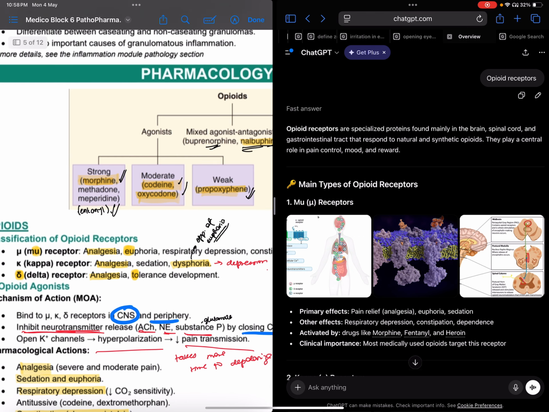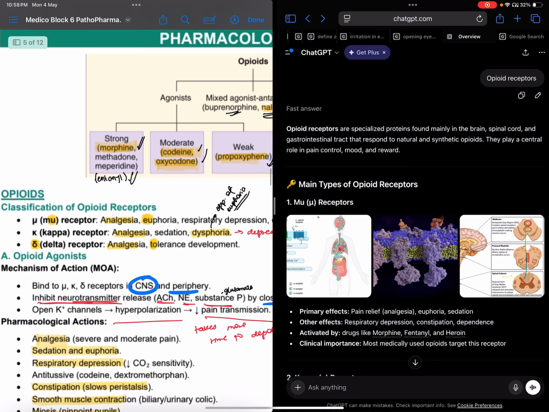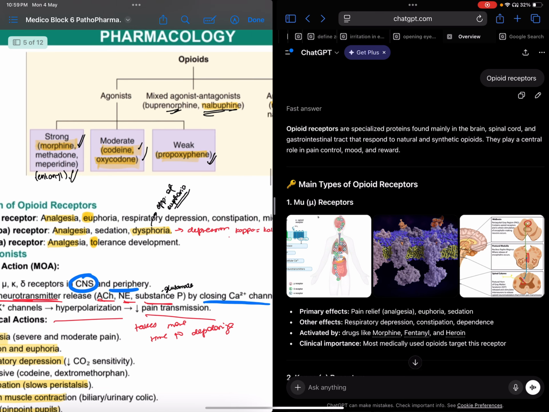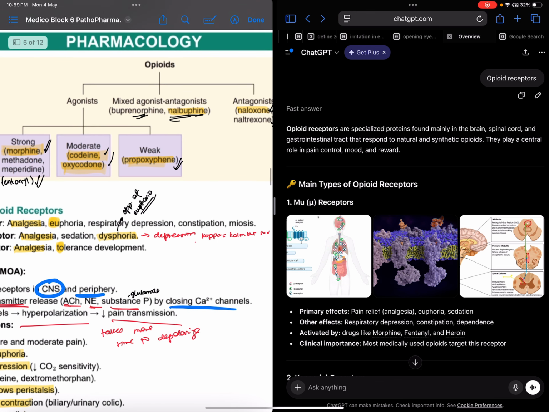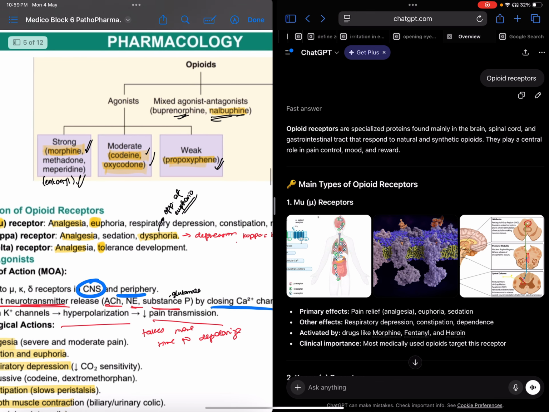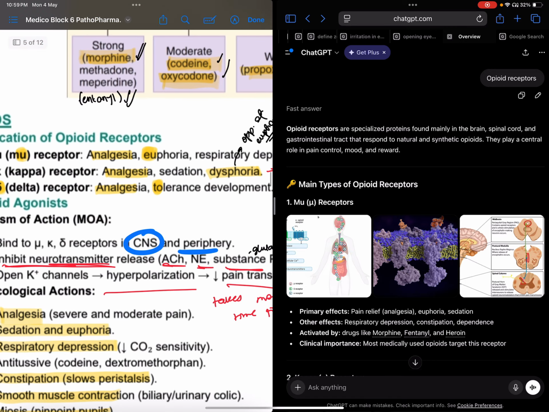Delta receptor provides analgesia and also provides tolerance, so it tries to make the person less dependent. So what are the receptors? Mu, kappa, and delta. Kappa: dysphoria and analgesia. Mu: euphoria and analgesia. So if you think of mu, you'll be happy: euphoria, respiratory depression, constipation, and meiosis. And delta receptor: analgesia, and tolerance and dependence.